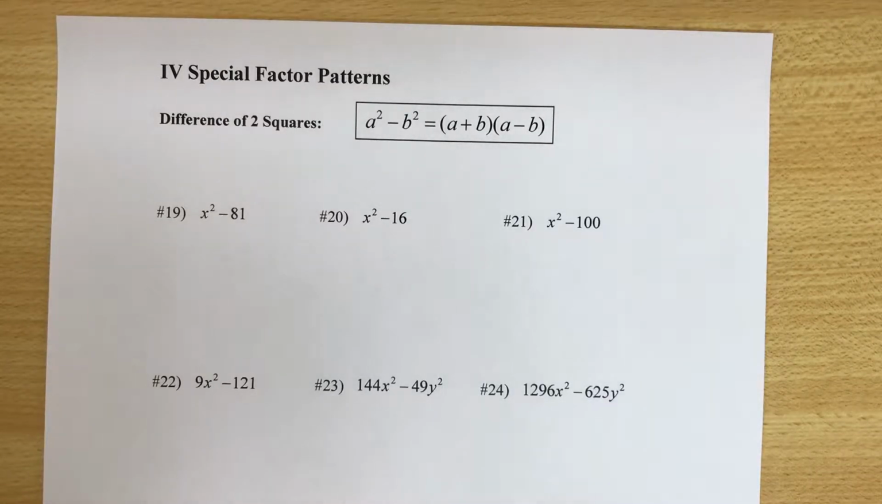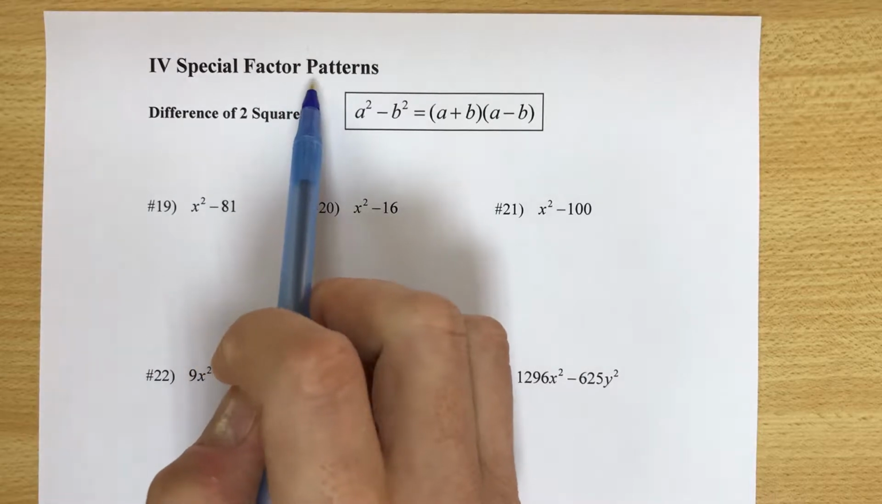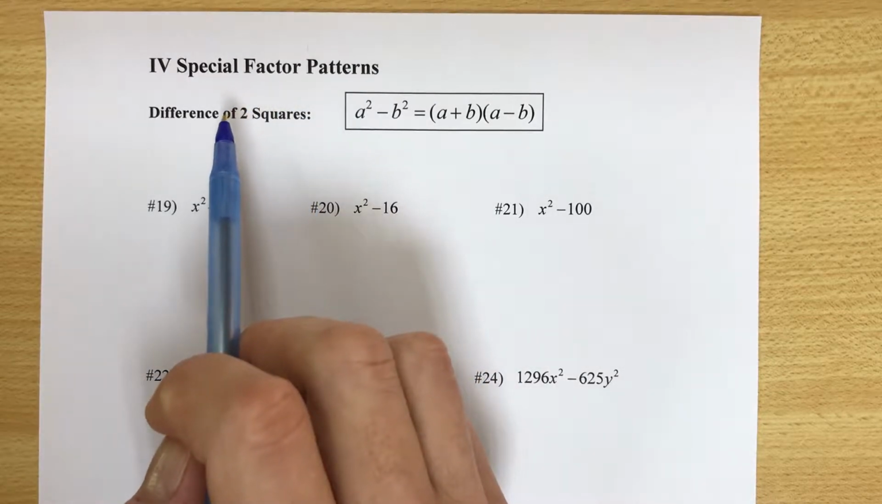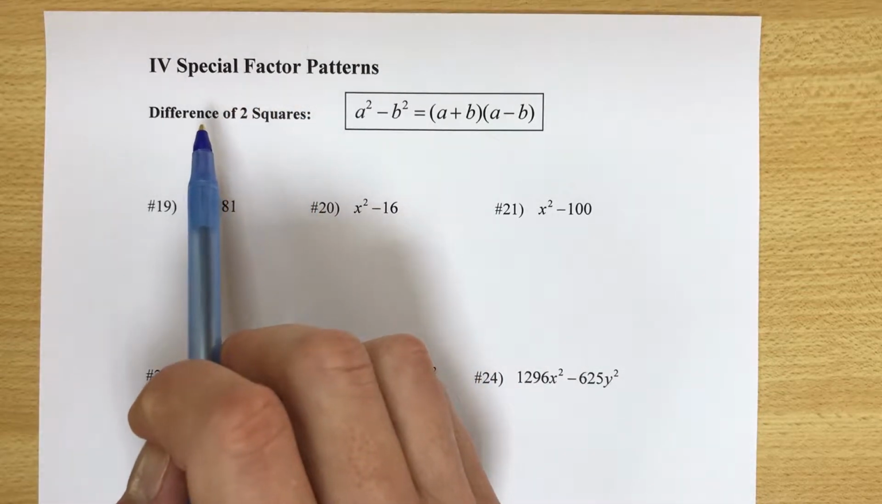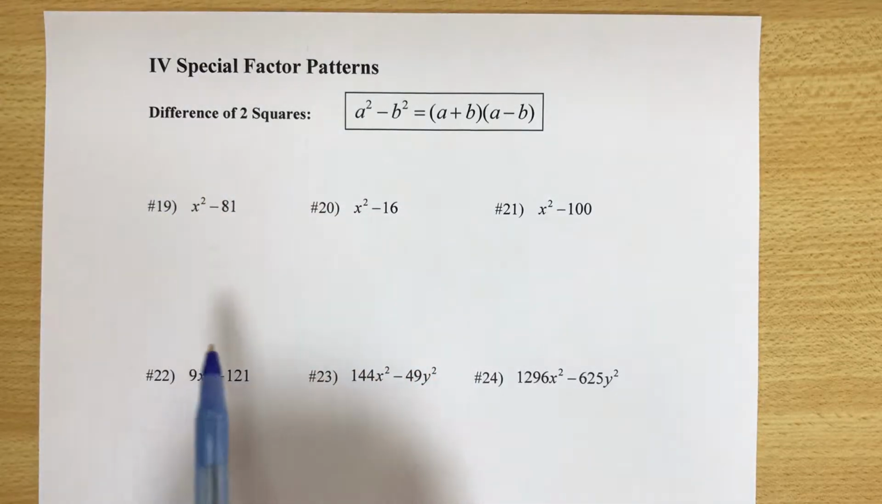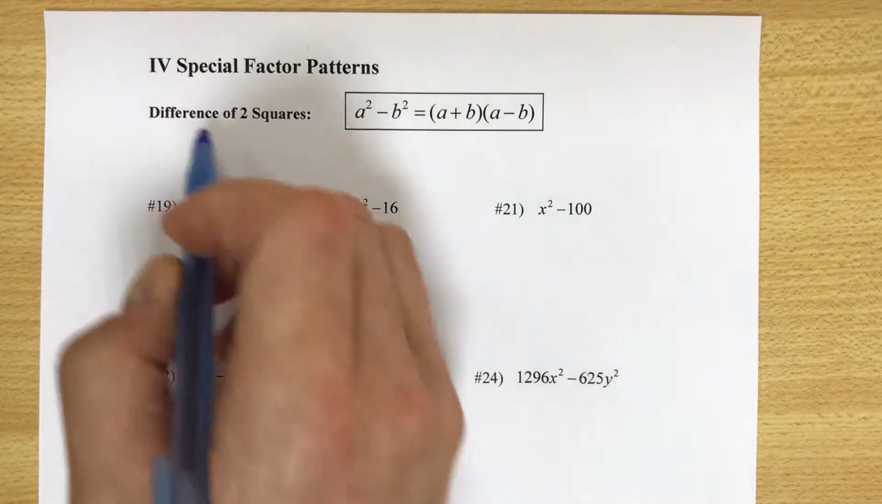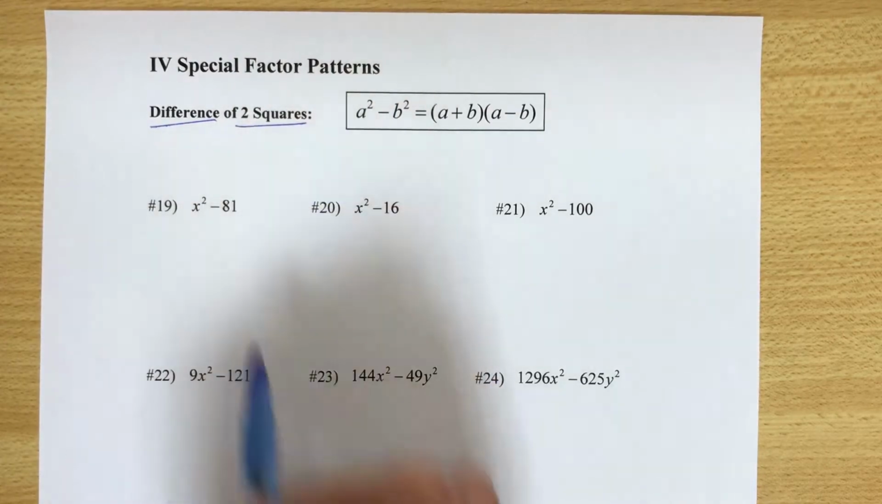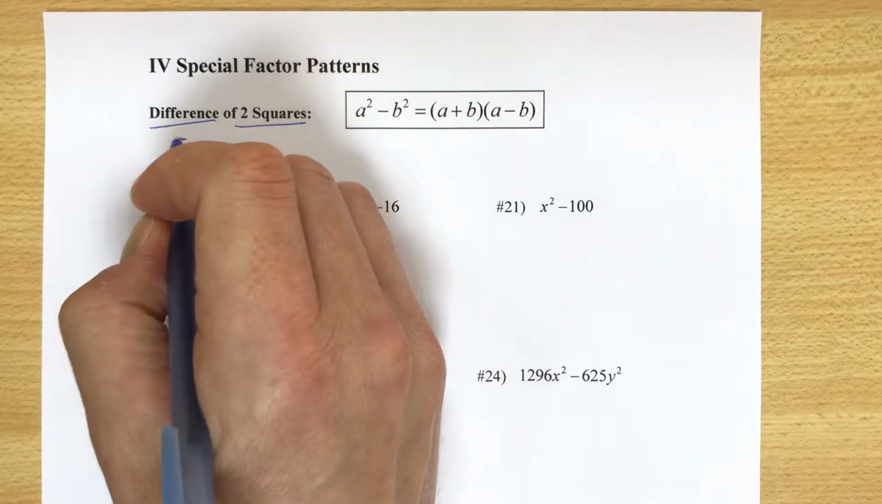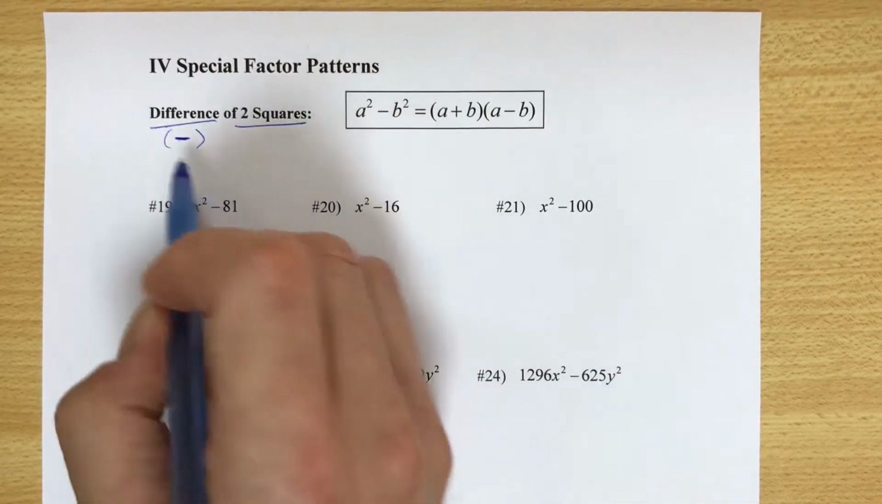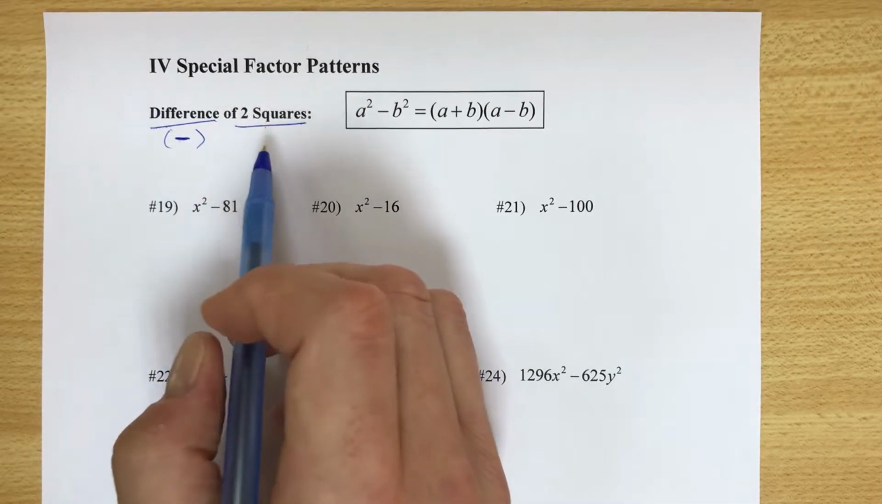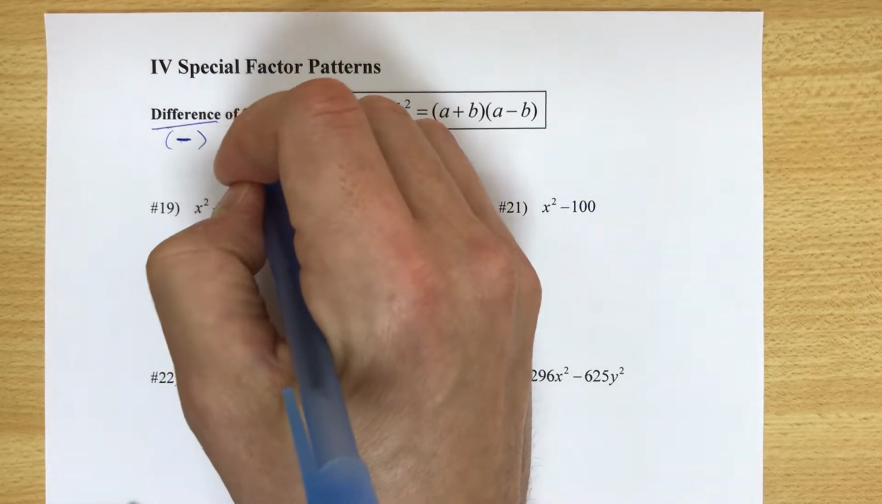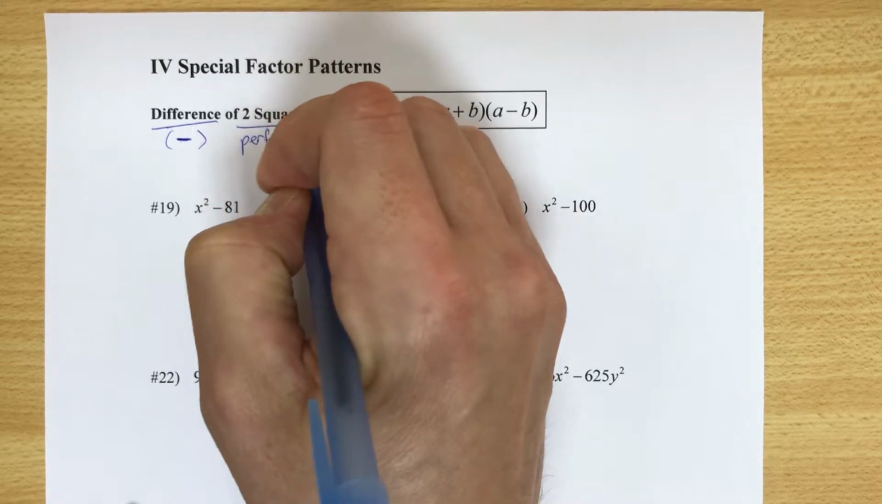Okay, part 4, special factor patterns. So it's nice when you have shortcuts, when you have ways that you can do this a little bit faster. One of the most common ones is called a difference of two squares. Difference means minus, subtraction. Now two squares, that means perfect squares.